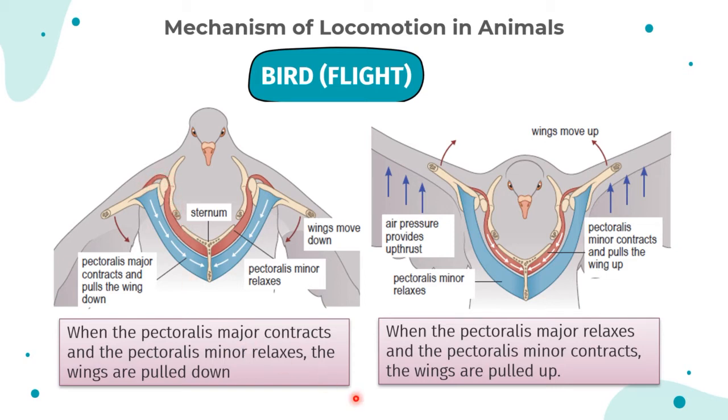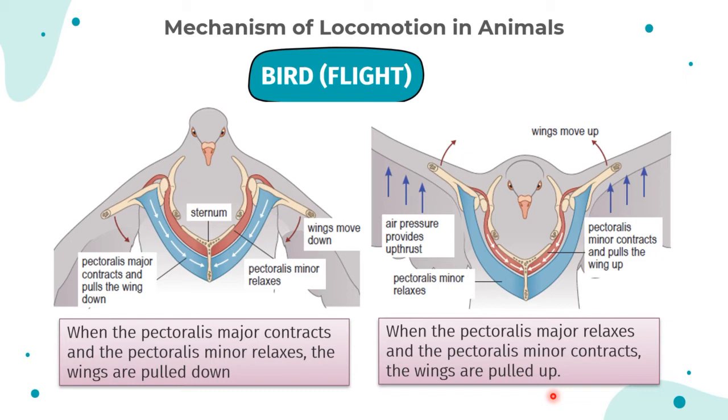Alright, and then when the pectoralis minor contracts, it is shortened and creates a pull force that pulls the wings up. At the same time, the pectoralis major relaxes and becomes longer, and the wings are pulled up. Okay, so that refers to the mechanism of locomotion in birds.